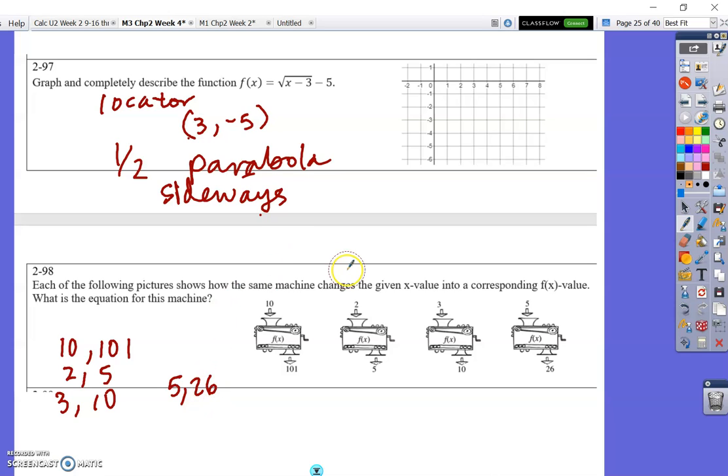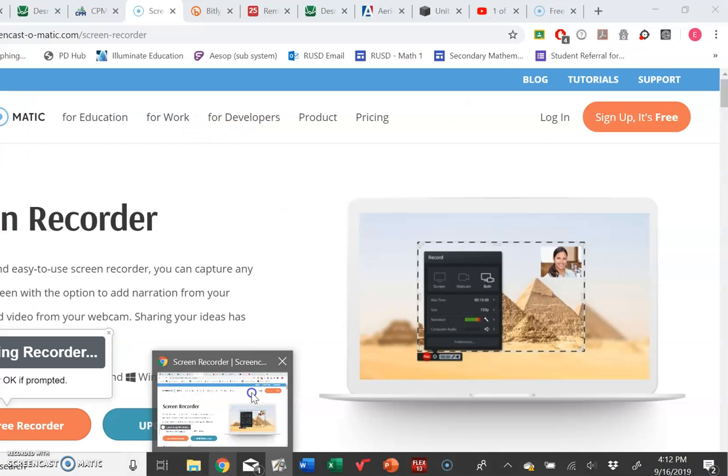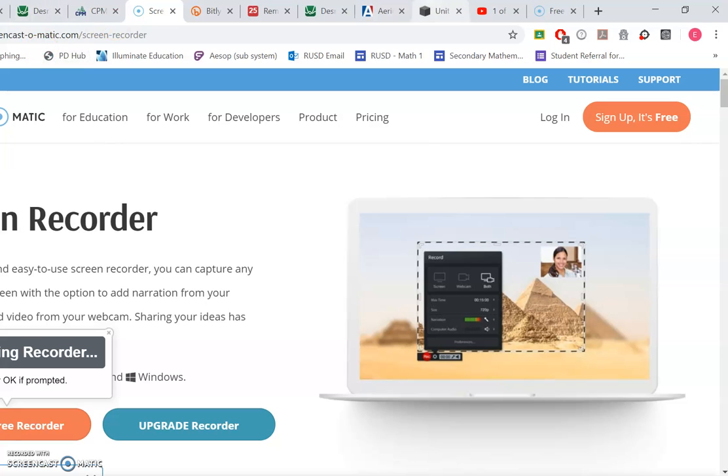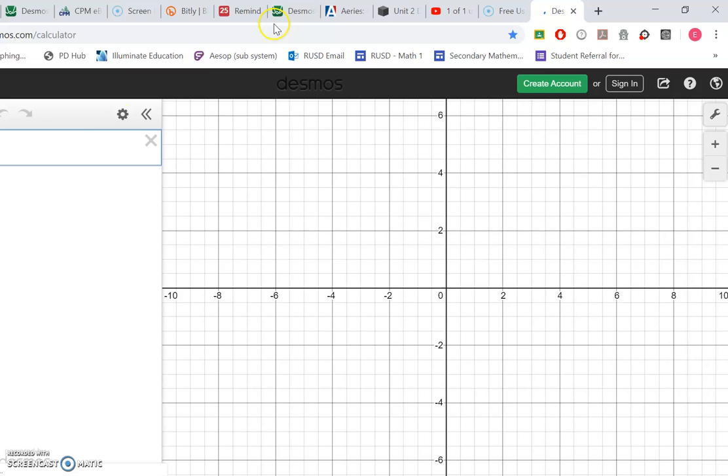I'm not quite sure. I'm not seeing any great pattern here. If we had an increase, a jump of 5, the next one would be 15, which would make this 20. So it's not linear. Since I'm not sure, I'm going to jump over to Desmos and see what I can see. And I'm going to plot those points.